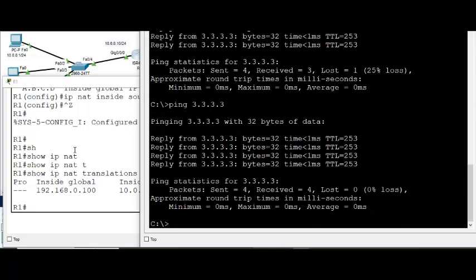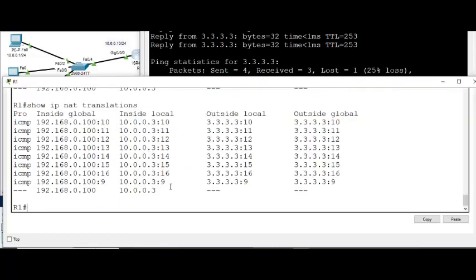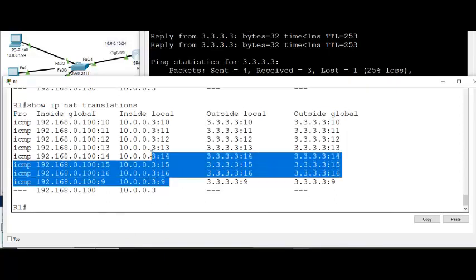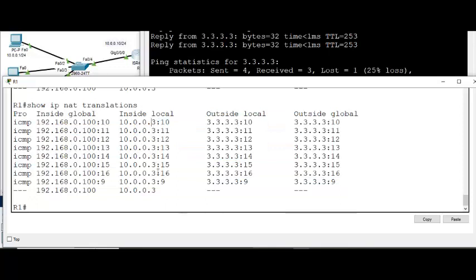So traffic was coming from here. It got translated to this. What packet was it? It was an ICMP packet. Where was it going? 3.3.3.3. You understood? Yeah. Now, can I ping from here?